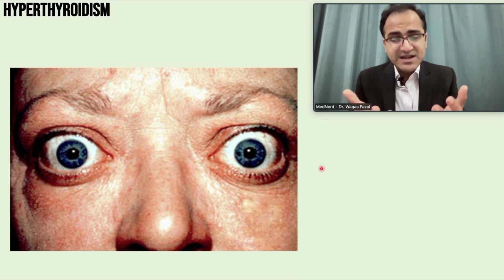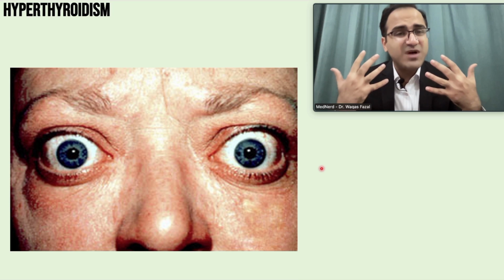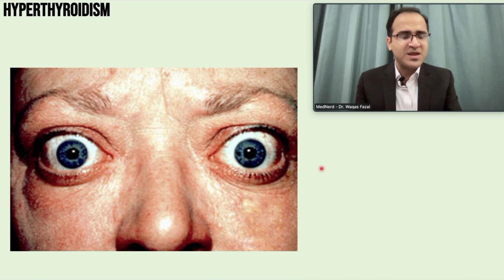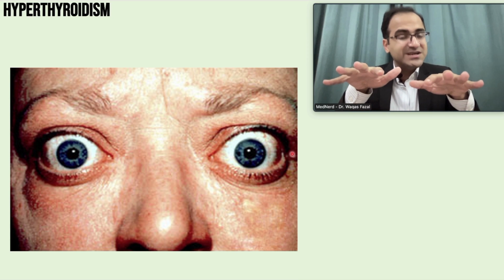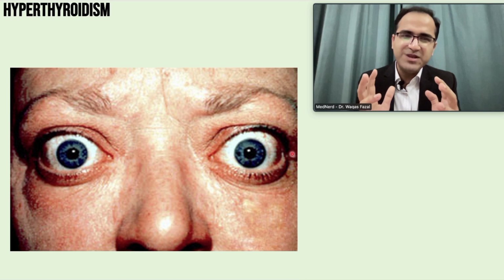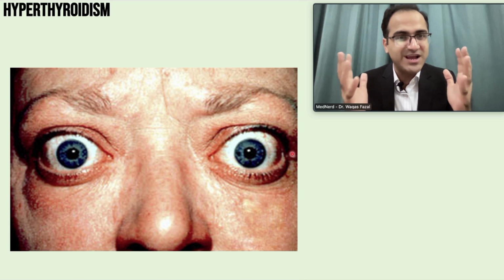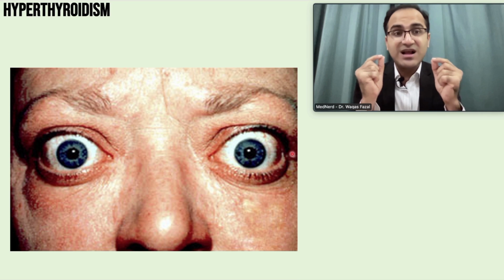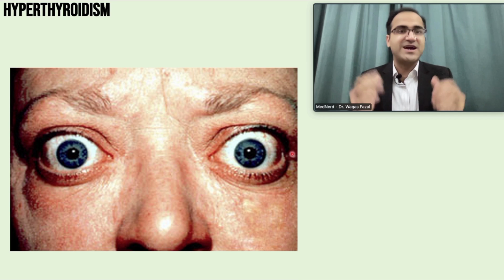Doctor, I feel that I am sweaty while the others are feeling cold. I feel that my body is very warm. When you examine the patient, there is a staring look in the eyes like this. There is fine tremor present in the hands. She complains of anxiety. She complains of being in stress all the time. This is a classical presentation of Graves' disease, which is a form of hyperthyroidism.